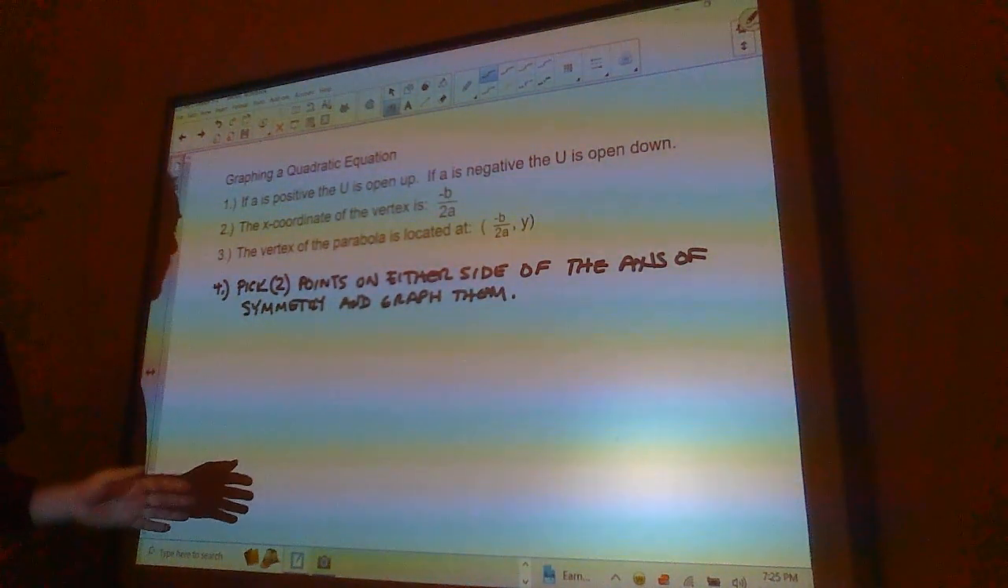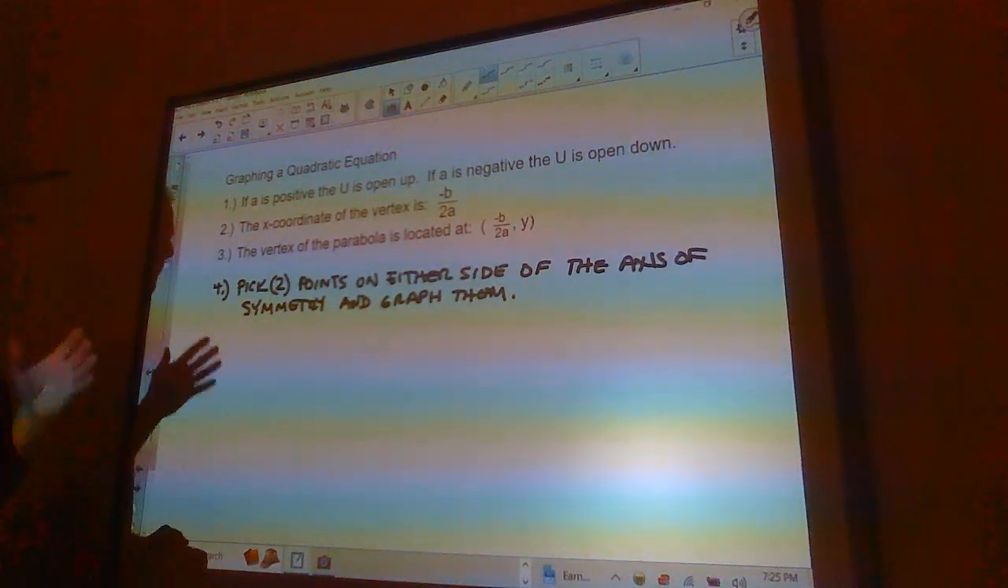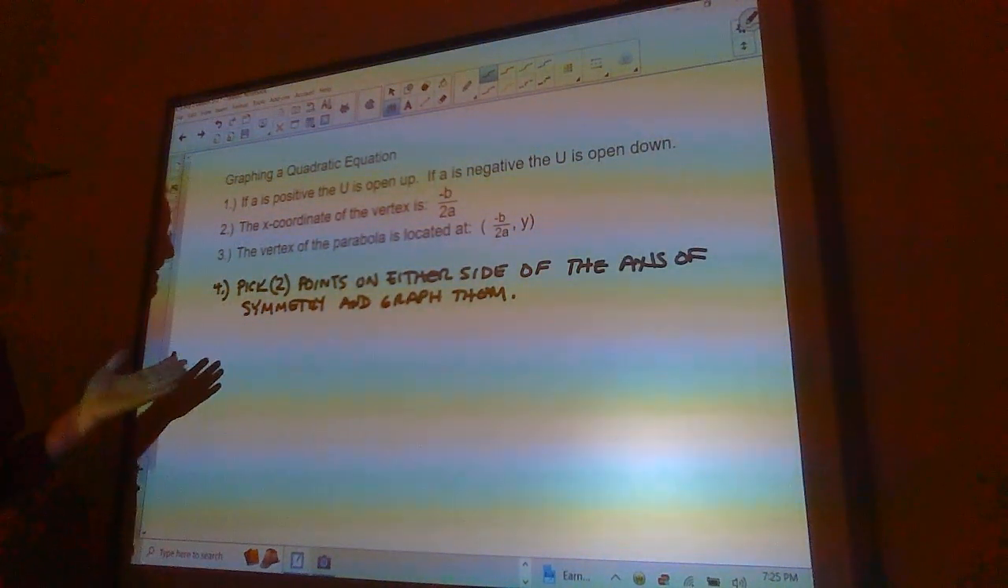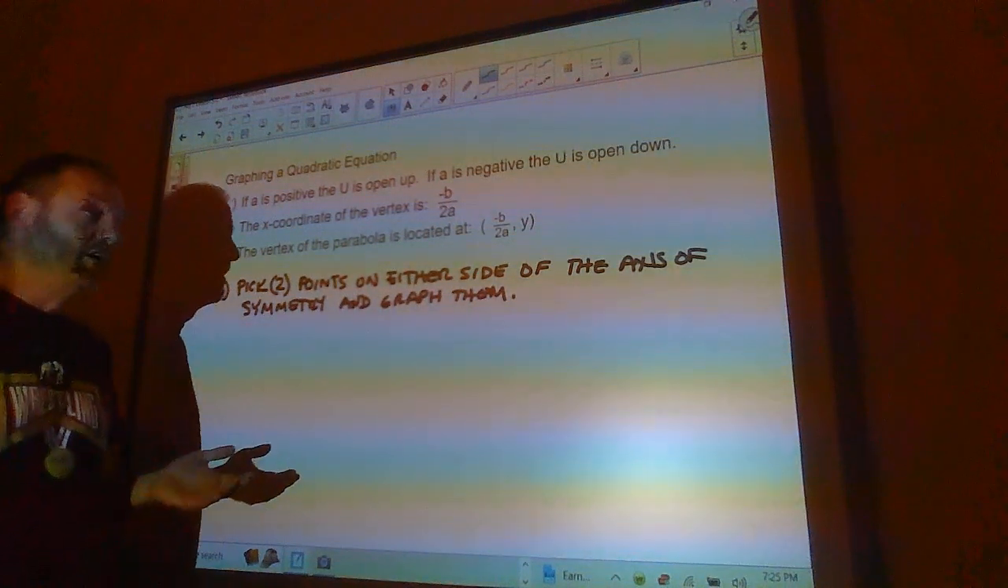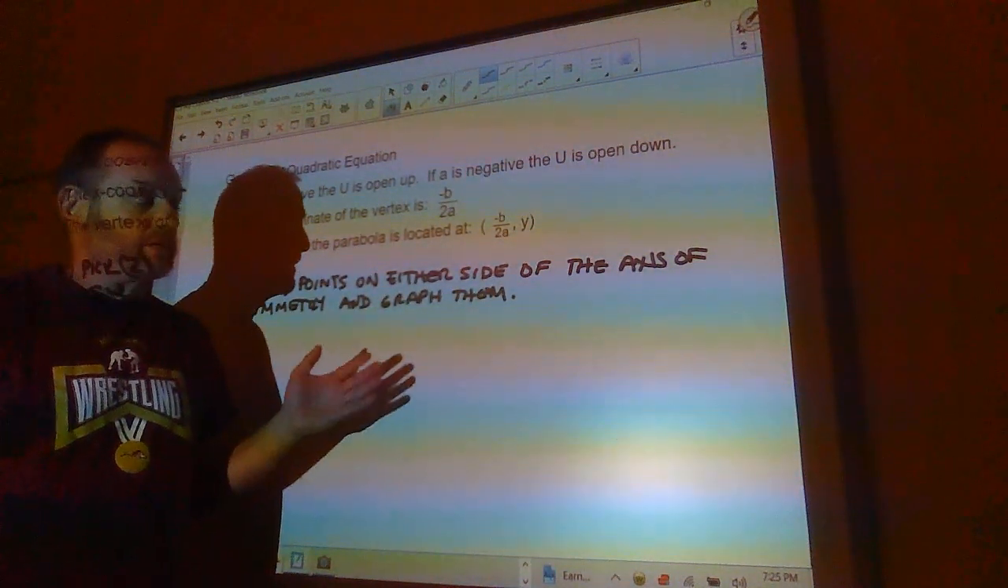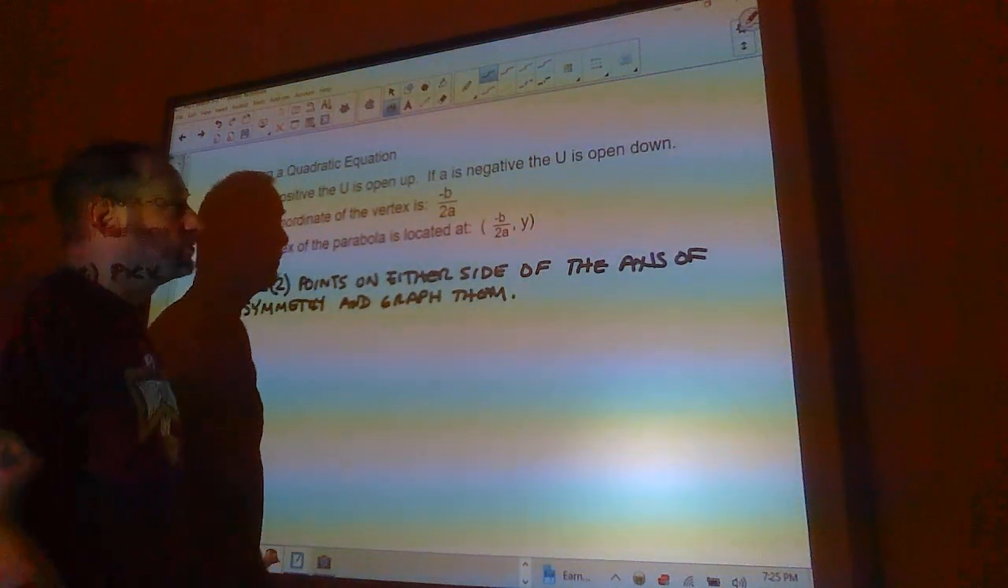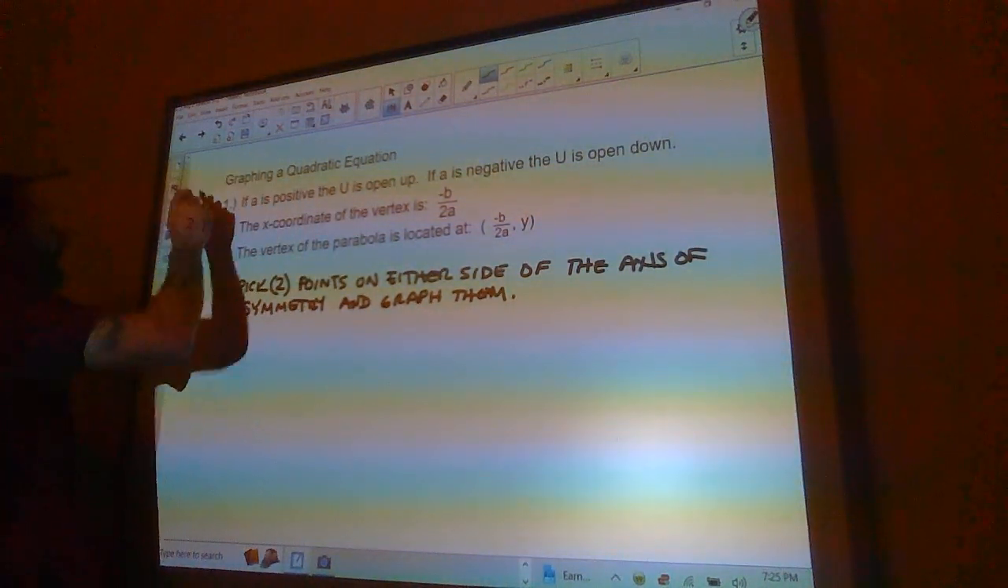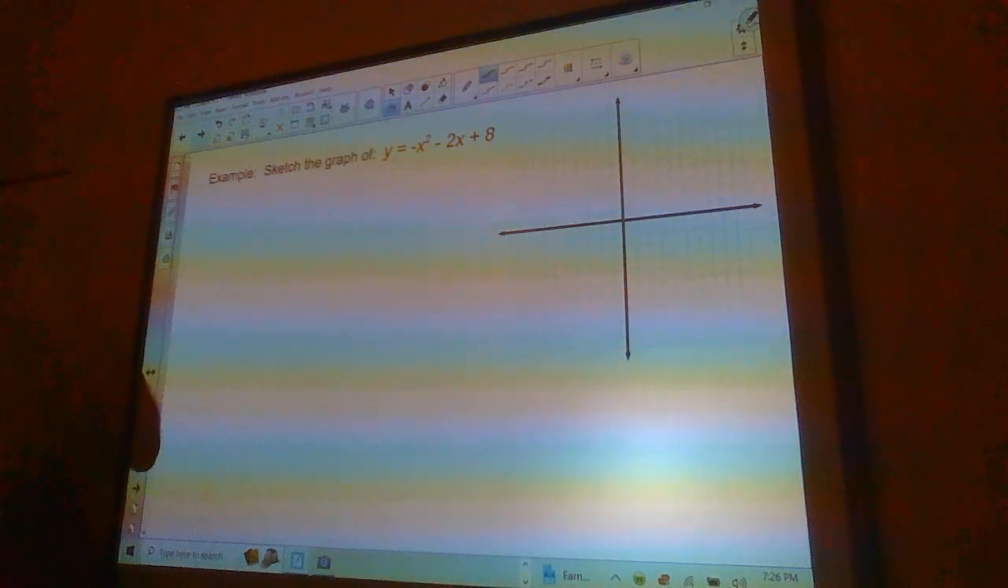You're going to have the vertex always. That's going to be the most important point. Then you're going to have 2 points on the left and 2 points on the right. Now, the nice part is, since it's symmetric, you can cheat. You really only need to graph 3 because you're going to get 2 points for free, and you'll see that when we do this problem right here.